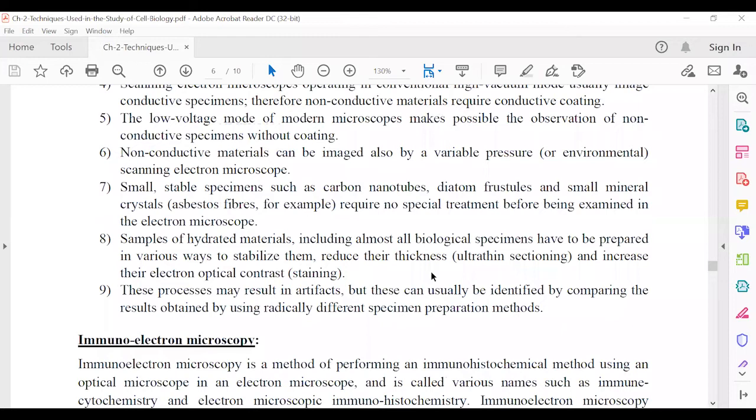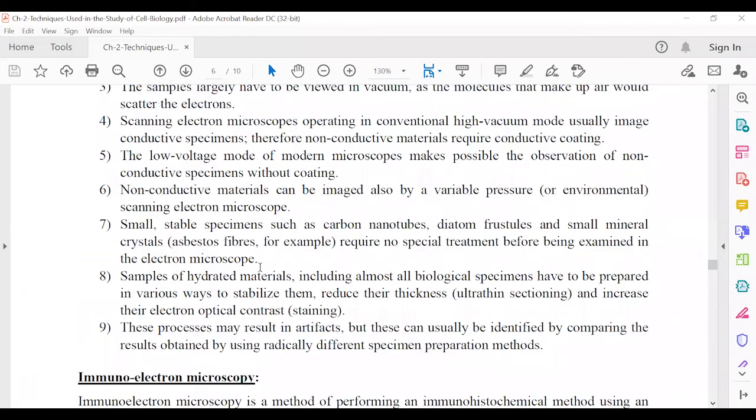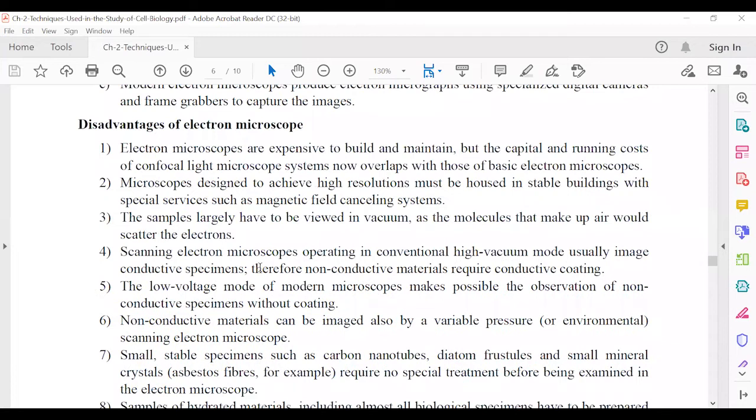Sometimes the thickness of the sample is reduced in this technique, and the electron-optical contrast is also increased by staining. The staining level is very high in this technique. You also read 2 or 3 disadvantages.